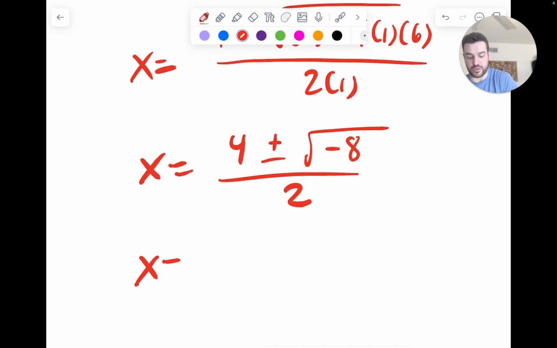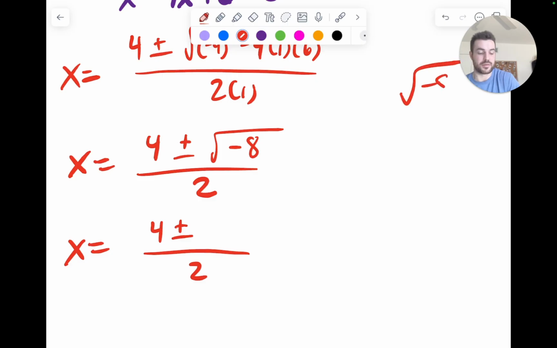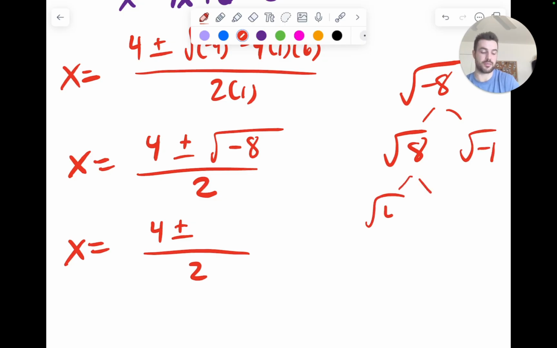And I will end up with x equals 4 plus or minus. We'll hold off on the square root and do it on the side here. If I'm taking the square root of a negative, I can split it into a negative 1 and an 8. And then 8 splits up into the square root of 4 and the square root of 2. Now the square root of 4 is 2. The square root of negative 1 is i. And that root 2 does not simplify.